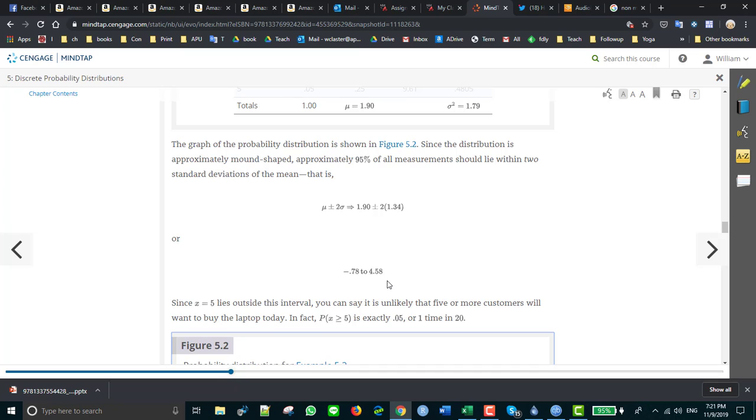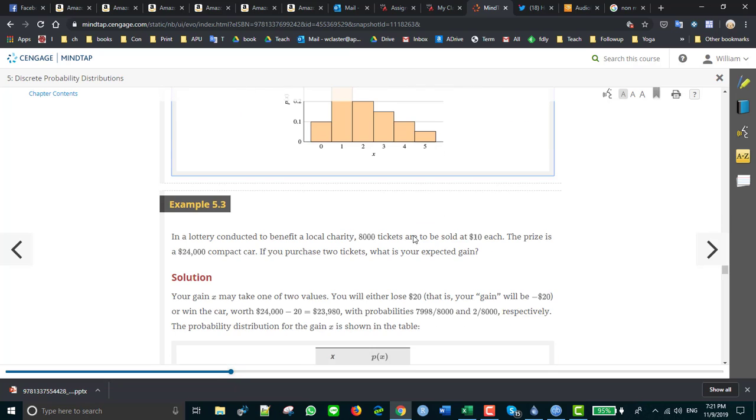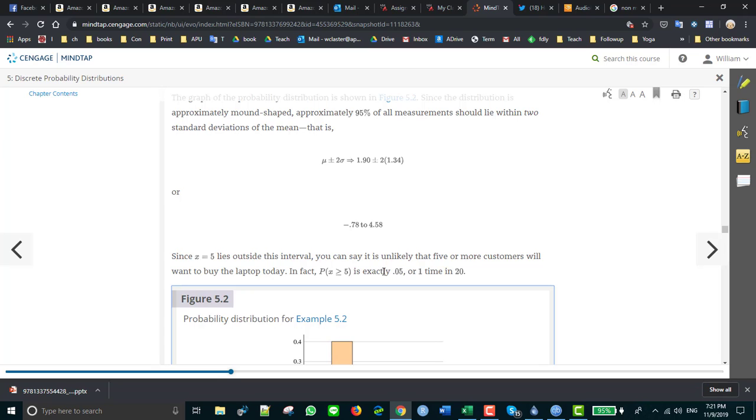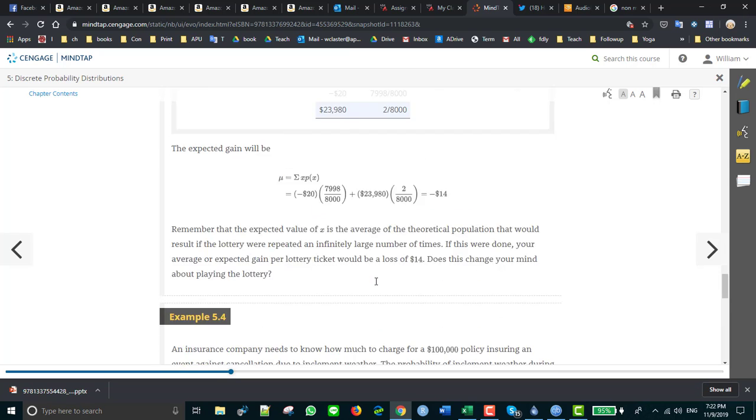So of course, that's pretty much true, right? Because 4.58 is almost up to 5, and we already said that just 5 is very unlikely, only 5%. So it is true in our case. And they explain that here, so you can read that here. Okay, let's do this example and this example.